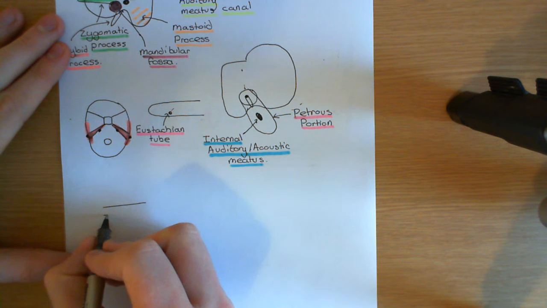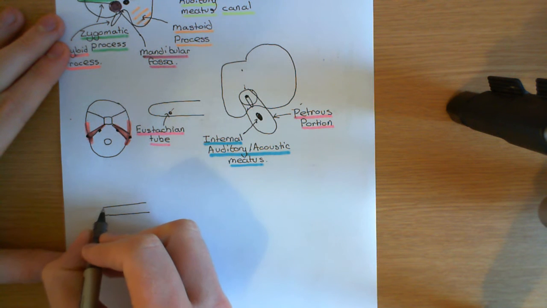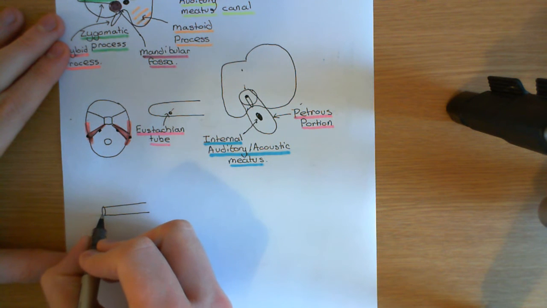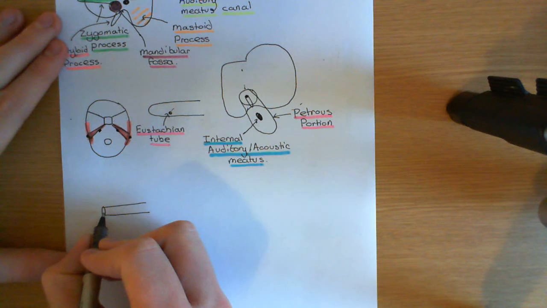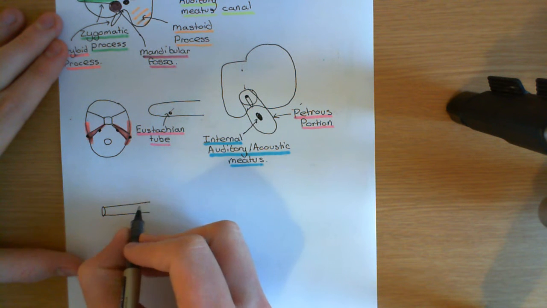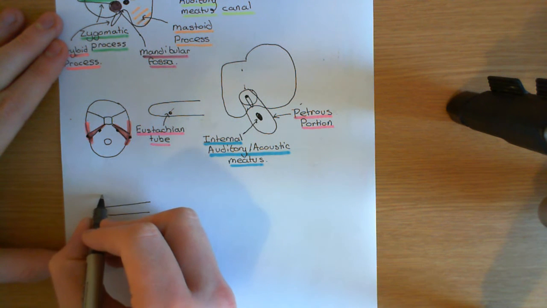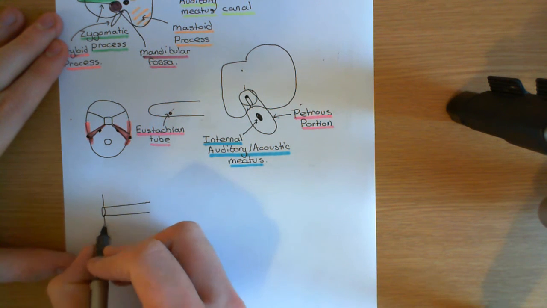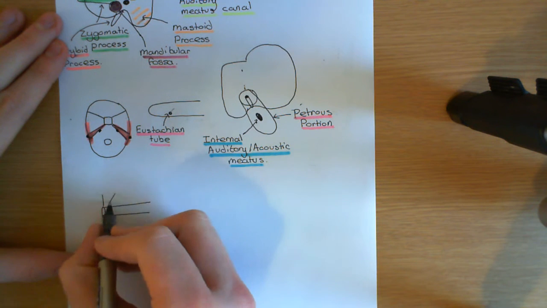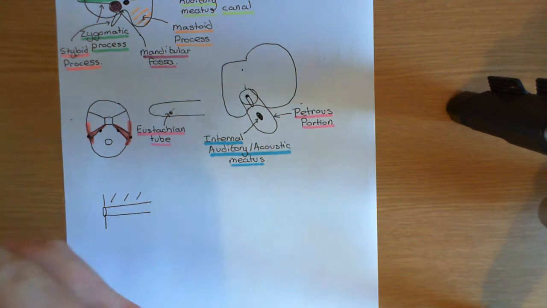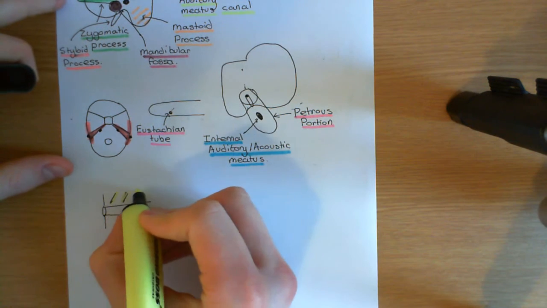Here, this is the external auditory canal. And this will be the external auditory meatus here. So all of this is the external auditory canal. We're coming into the petrous portion of the temporal bone. So this is the petrous portion of the temporal bone, all of this here. In fact, I'll colour it in yellow, a more typical colour for bone to be.